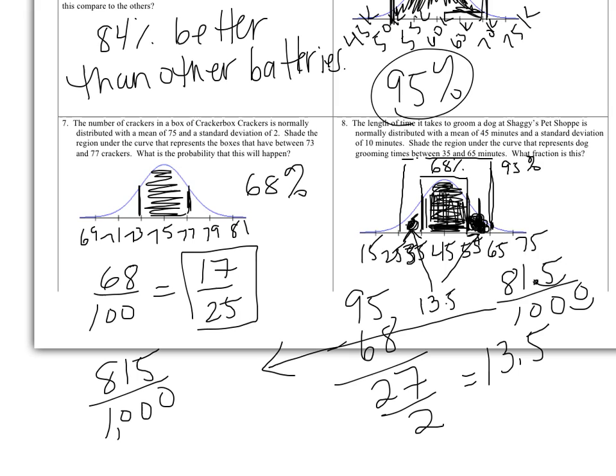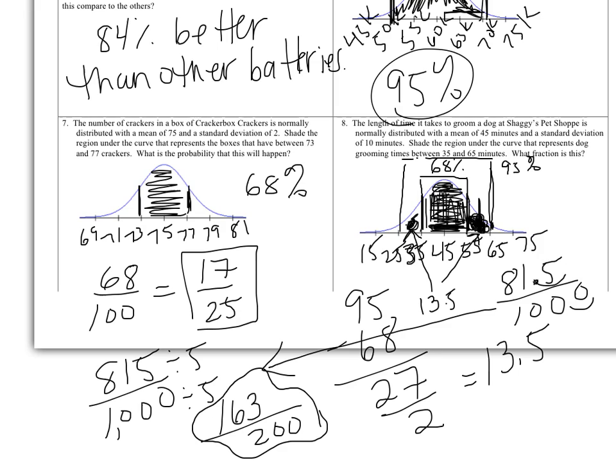So now we need to reduce that fraction. Right off the bat, I know that I can divide both of these numbers by 5. If I divide 815 by 5, I get 163, and 1,000 by 5 is 200. And 163 over 200, 163 I don't believe can be divided by anything. There's my fraction right there, 163 over 200. All right, good luck with the rest.